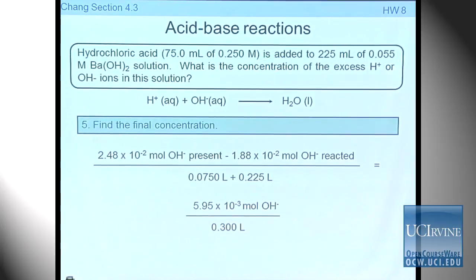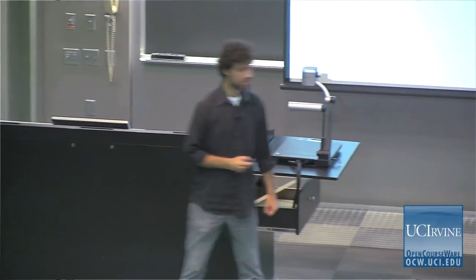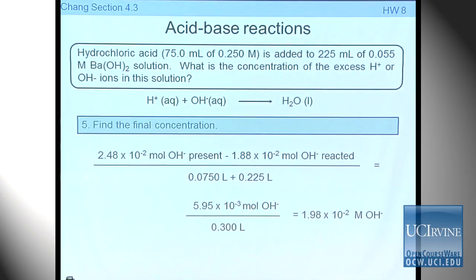What is the concentration of the excess reagent after the reaction? Okay, that's what I calculated right here. This is the total number of moles. That is the total volume of the solution. The concentration, therefore, is, in this case, 1.98 times 10 to the minus 2 molar of OH minus. Okay? Does this make sense?